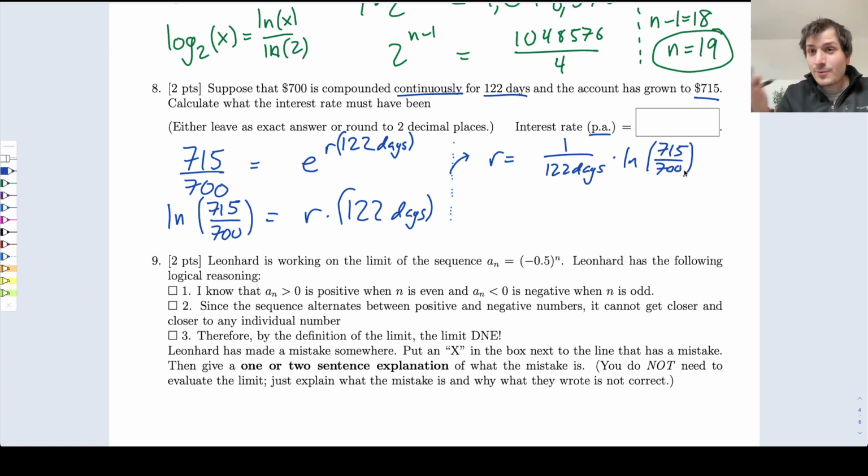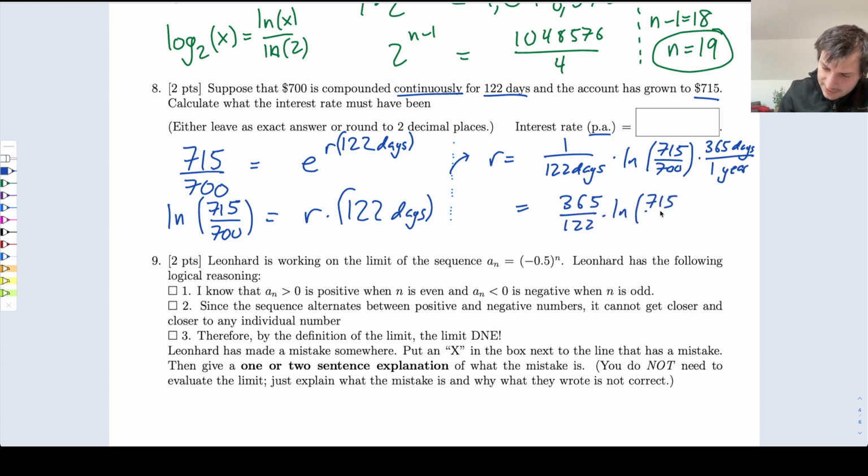And if you did this, you would get the right answer, but the units are in 1 over days right now. So to fix the units, I'm going to multiply by 365 days in 1 year. And that will fix the units to be 1 over year. So the final answer is 365 over 122 times the ln of 715 over 700, and that's in the units of once per year. Let's do this one on the calculator.